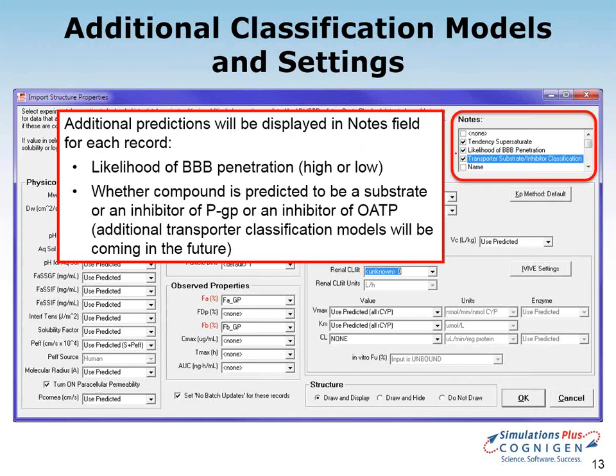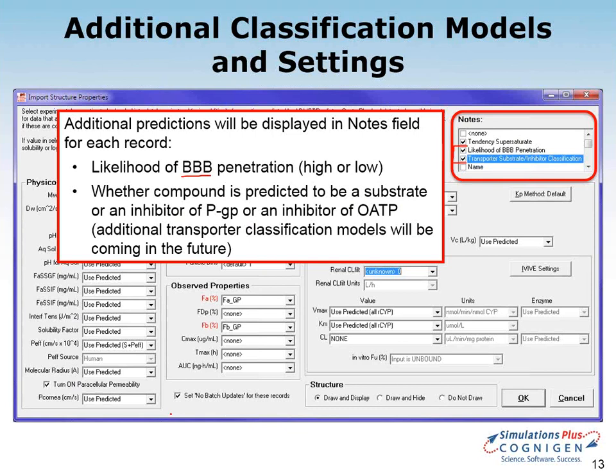Some of the additional models that we also added into the import structure feature are classification models. We don't have actual values or quantitative values on these properties, but knowing the likelihood of blood-brain penetration, or knowing the likelihood whether your compound would be a substrate or inhibitor of some of the transporters, can also be useful for you in terms of decision making for different projects. So even though we don't have quantitative values for this, we at least add a qualitative prediction.